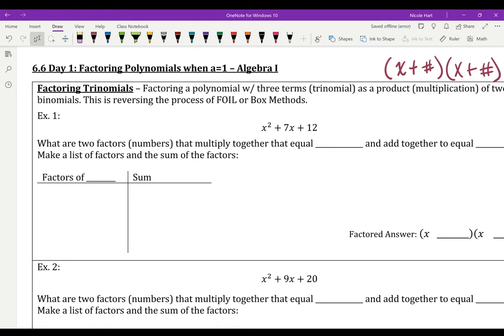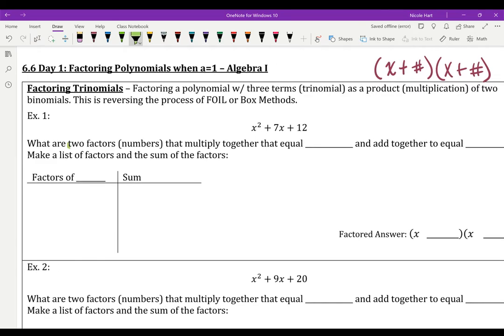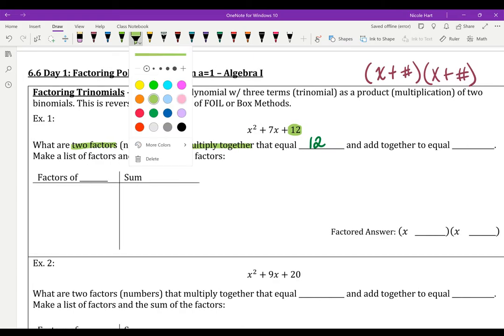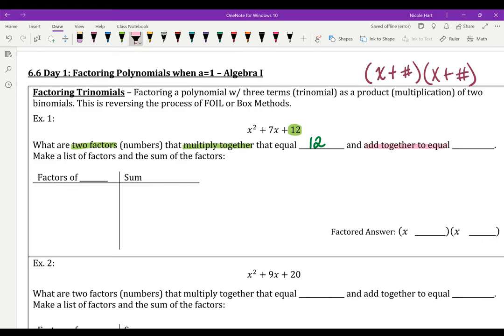There are two numbers here that are very important, the 7 and the 12. What I am looking for are two factors or two numbers that multiply together that are going to equal the 12. They need to equal that positive 12. And then those factors also have a second job. The sum of those factors, or if I add them together, need to equal the 7. So I have to think of factors of 12, and those factors need to add up to equal 7.